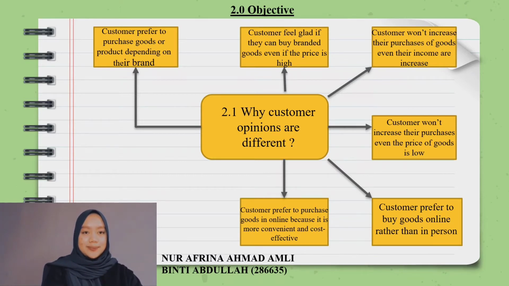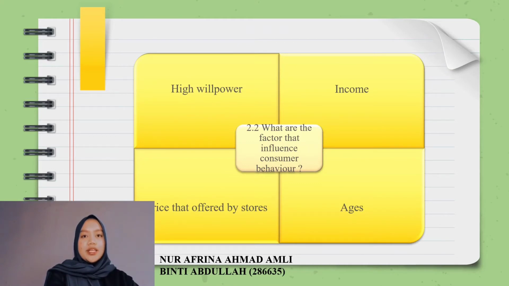So, the second point is what are the factors that influence consumer behavior. This is first, high willpower. Their desire to purchase branded goods is high even if the goods are not a necessity in their life. Second, income is one of the factors that influence consumer behavior. The higher income they get, the higher priced goods they will purchase for their life. Then, the price offered by the store influences consumer behavior. This is because for everything that customers purchase, they look at the price first. Then, age is also one of the factors that influence consumer behavior. This is because teenagers, adults, and older people have different types of purchases.